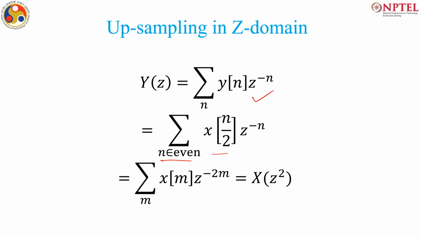So, here what I will do is replace n by 2 with some dummy variable m. So here n becomes twice m and n by 2 becomes m, and this is nothing but the z square transform of x m. So, verified by both the methods.